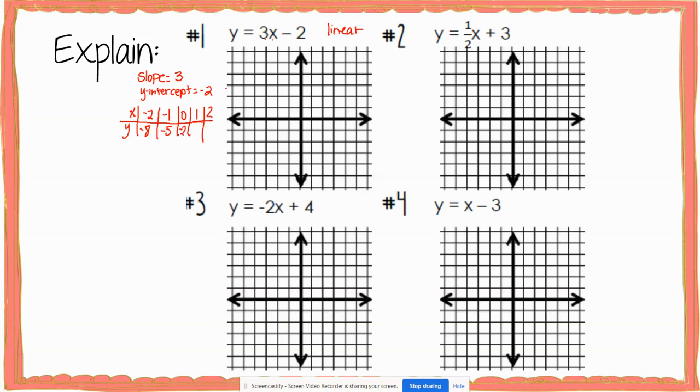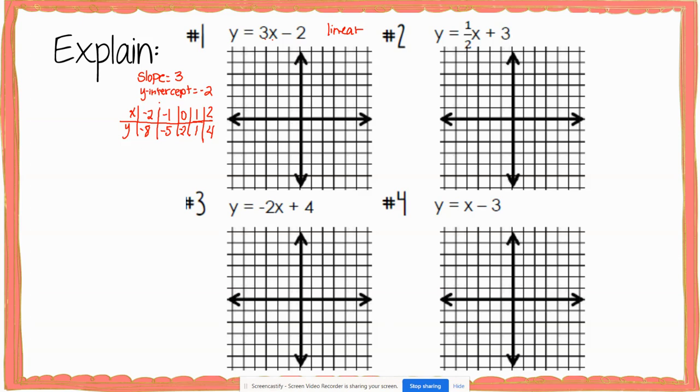Next, I have x is 1. So 3 times 1 is 3, and 3 minus 2 is positive 1. Then I have x is 2. 3 times 2 is 6, and 6 minus 2 is 4. I can take these and place them on my coordinate plane.